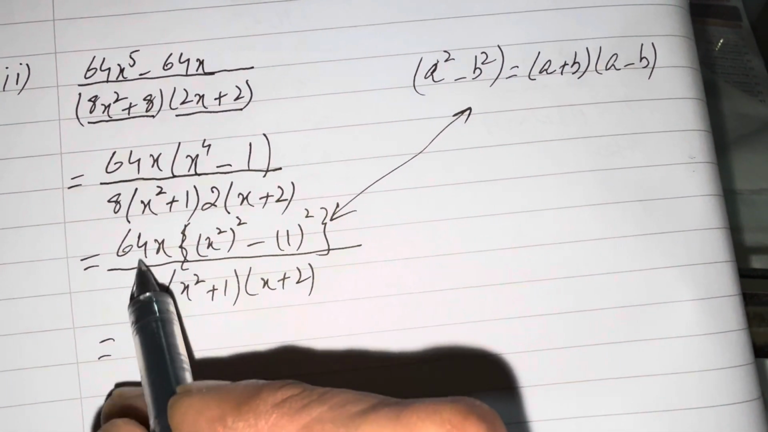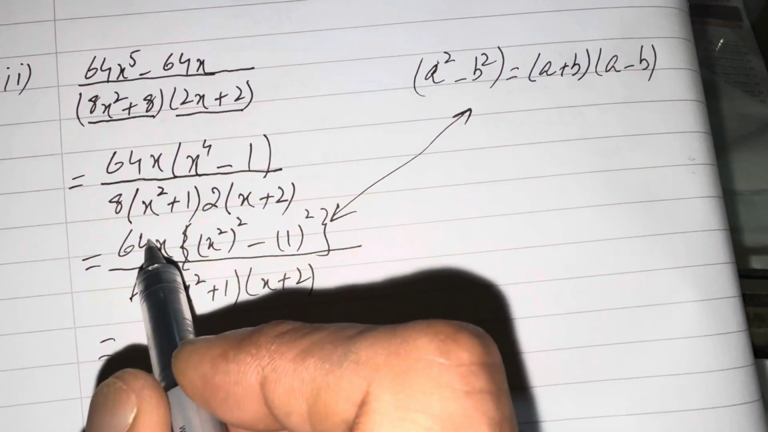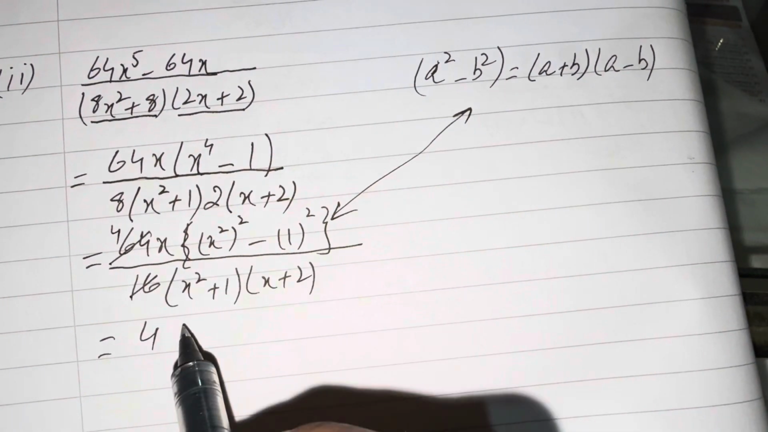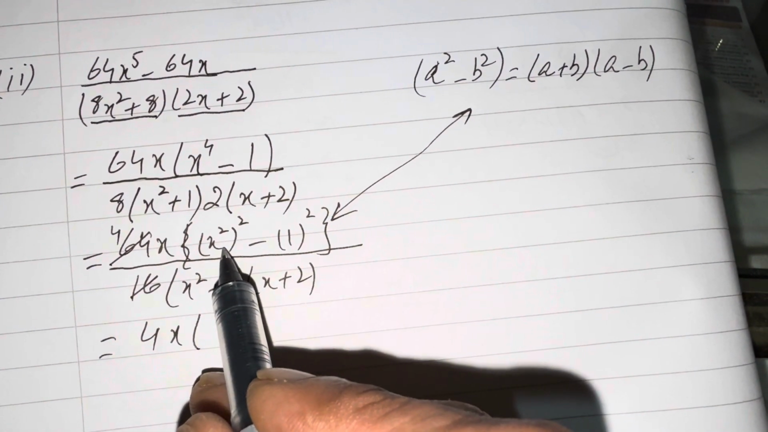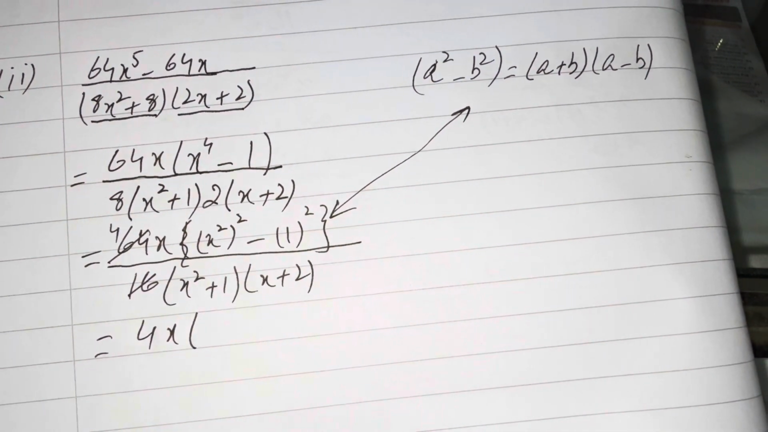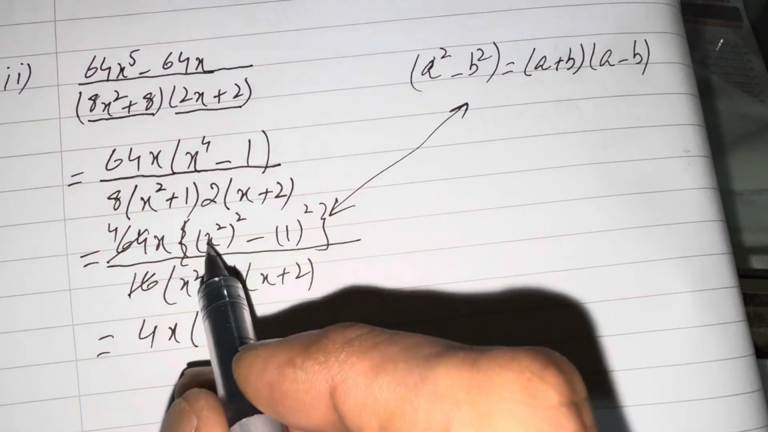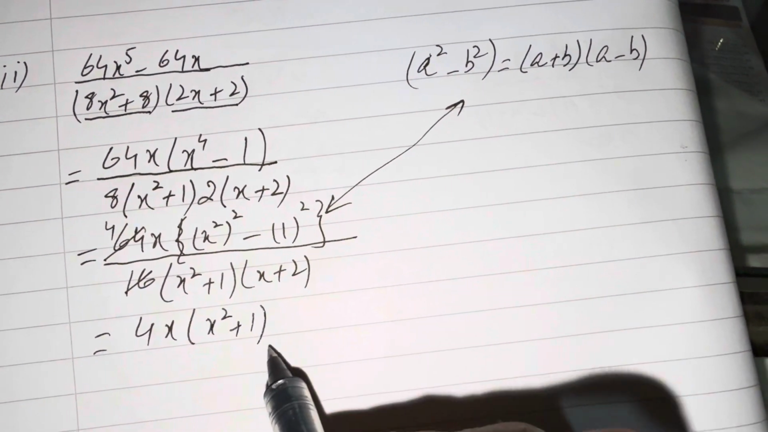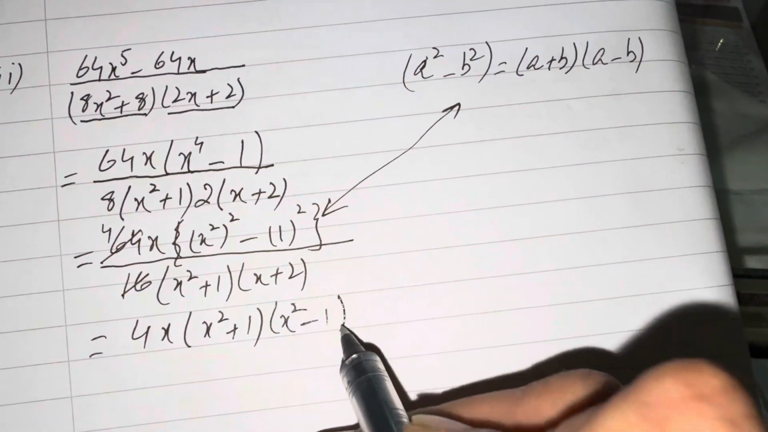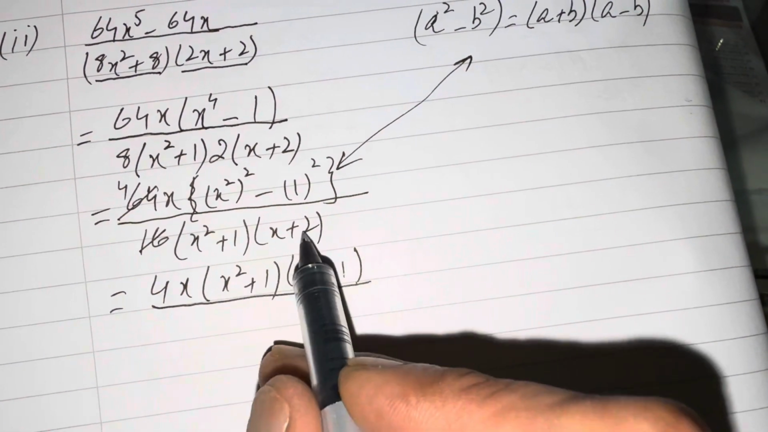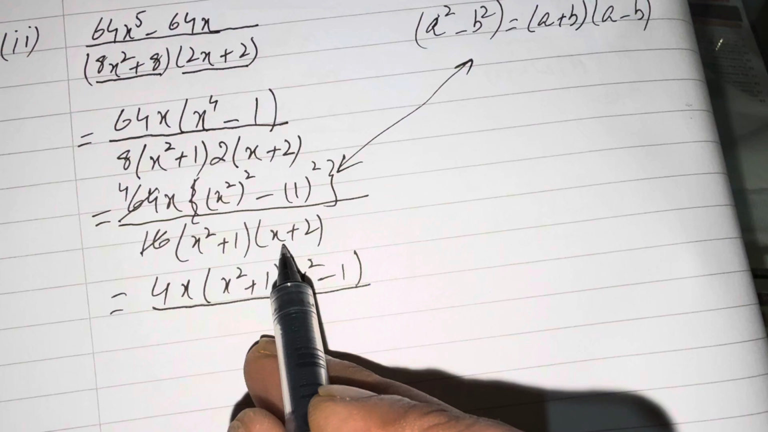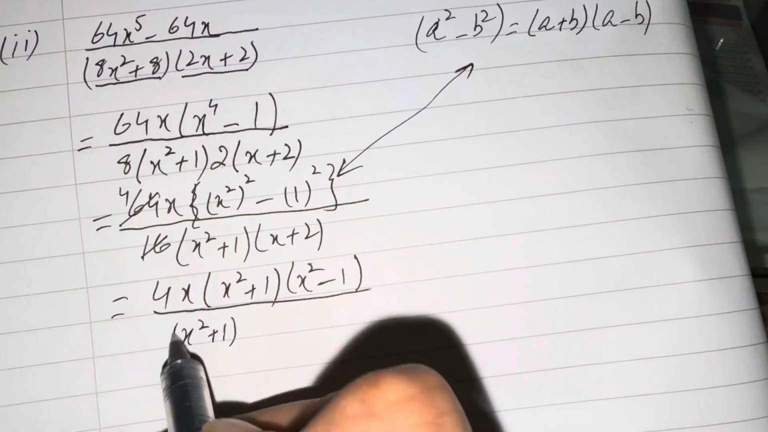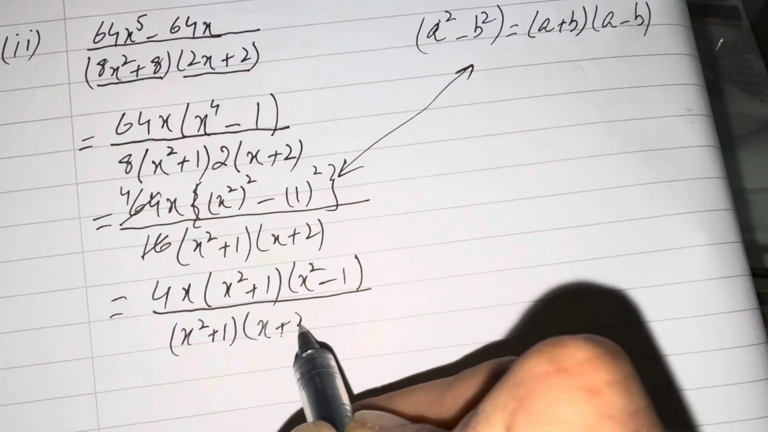ये 16 थोड़ी सी simplification साथ कर लेते हैं, that this 16 will cancel this 64, so 16 4s are 64 and x उसी तरह आ जाएगा into this expression can be written into first plus second into first minus second. So first यहाँ पे आपके पास आ जाएगा x square plus 1 into x square minus 1 divided by, ये दो expressions ऐसे हैं that they do not seem to be like any kind of formula, so these expressions will be written as it is. So x square plus 1 into x plus 2.